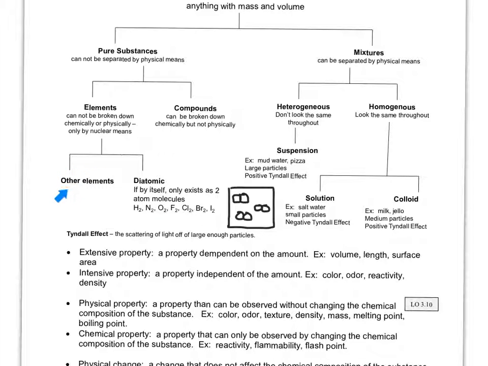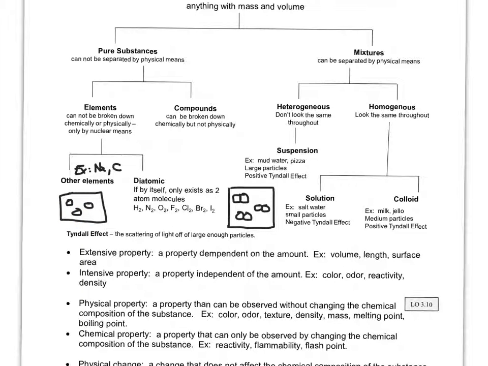All other elements, for the purposes of this class, we're going to say they're monoatomic. They exist as individual atoms. Obviously, you can't separate just one atom by itself, but they exist as atoms that are not bonded together. So I'll draw a particle diagram for that. So things like sodium or carbon or potassium, lithium, cobalt, those are all monoatomic and they exist as individual atoms.